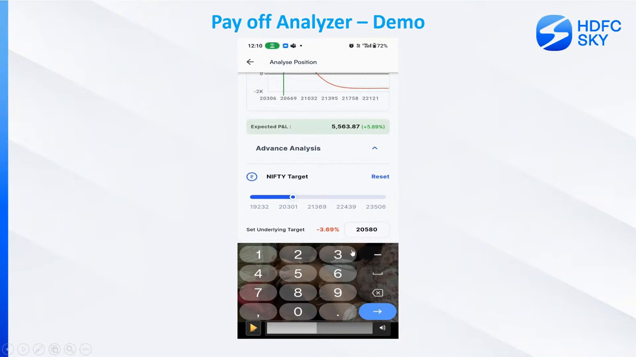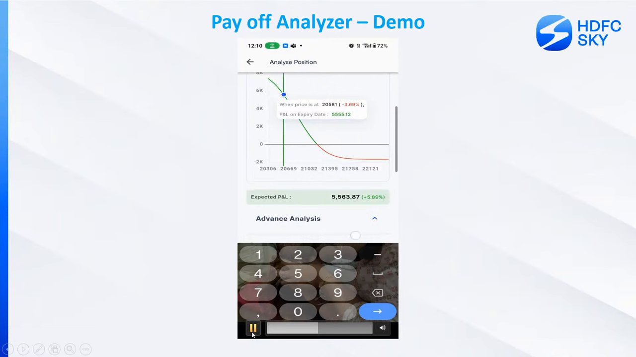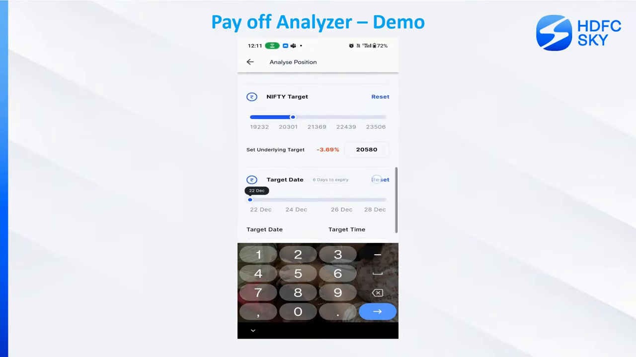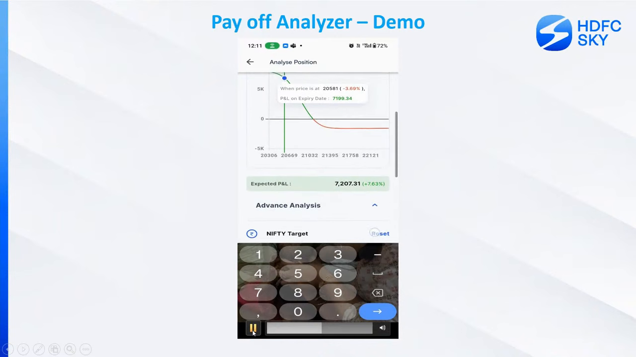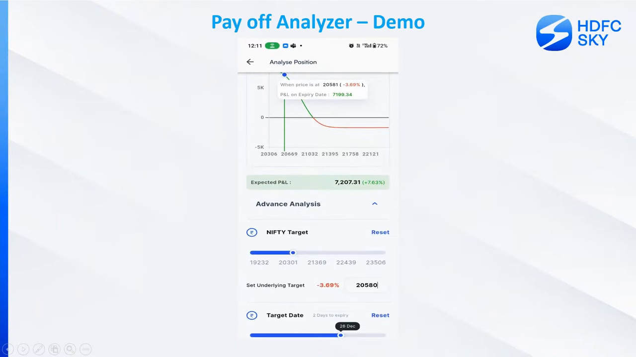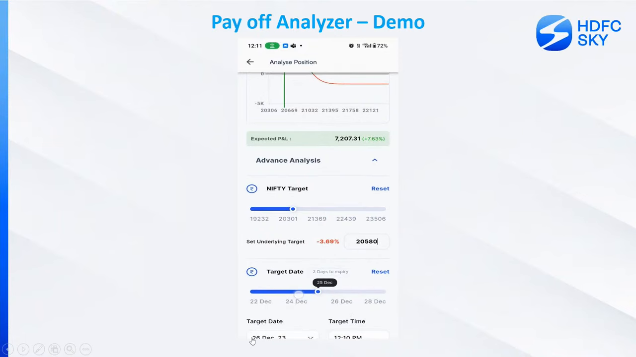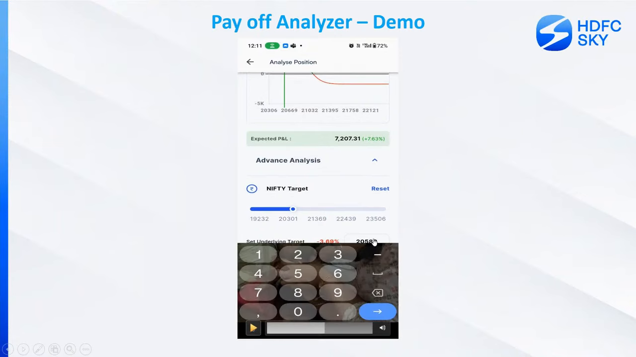So you can set different targets, toggle around, and also type manually whatever target you want to set. You can also see the profit and loss based upon the target date. Suppose this 20,580 is reached at this defined level of 26th December. If Nifty reaches 20,580 by 26 December, then you will be making 7,200 rupees as profit.